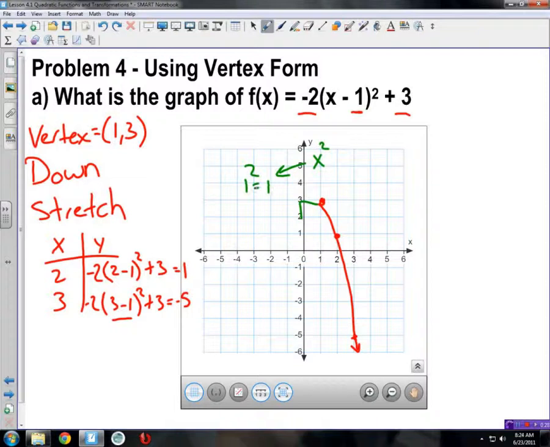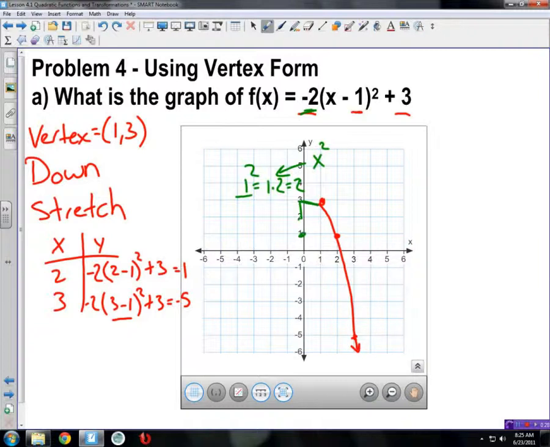But now we're not going to be going down 1. We're going to be going down 1 times a value, so 1 times 2, which is 2. So I went 1 away from the vertex. That's 1 squared times the a value, which is 2, which means I'm going to go over 1, down 2. See how we got to the same place?